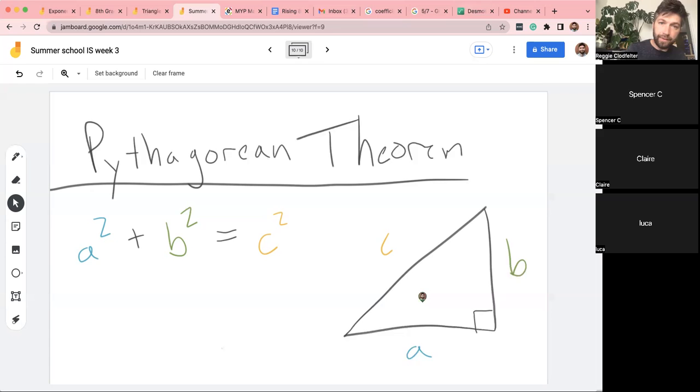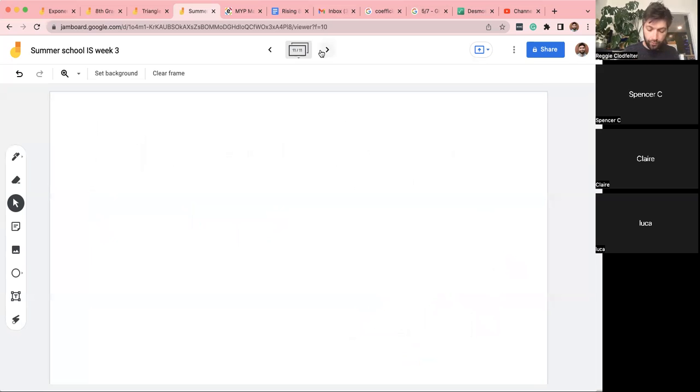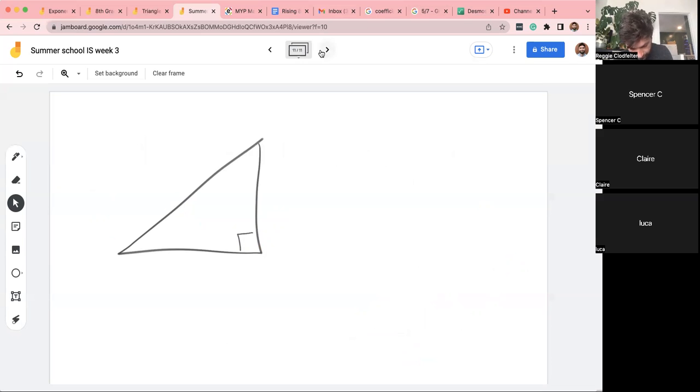So we can use the Pythagorean theorem in order to find a missing side of a right triangle when we know two of them, okay? So for example, we could have here two legs and we don't know a third. Often the one we don't know will be listed as X, okay? So we have two and we don't know X.